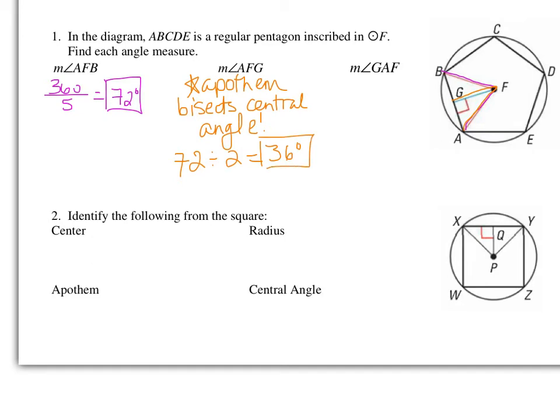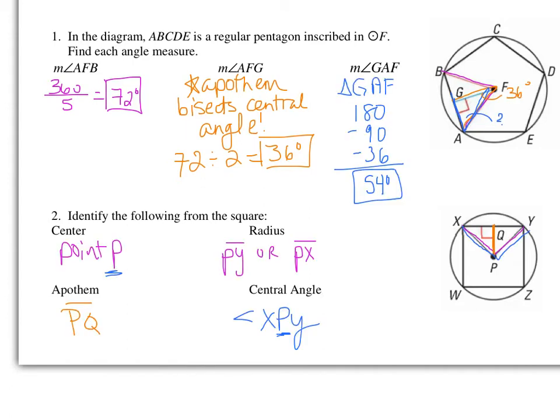Next, we want to find the angle GAF, and that would be right here in blue. It's our missing angle that we're trying to find. Since that angle is created by the triangle GAF, think of the whole triangle. We know the whole triangle starts at 180 degrees, and we subtract off the 90 degrees for the right angle, and subtract off the 36 that we already know, and what we have left over is the angle we are trying to find.